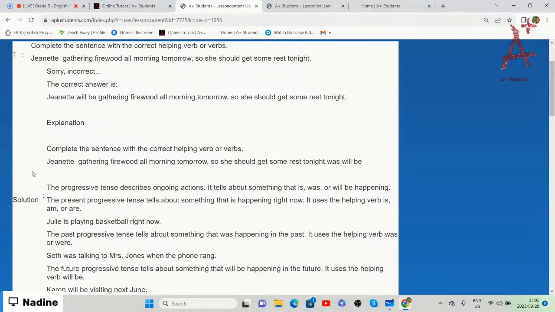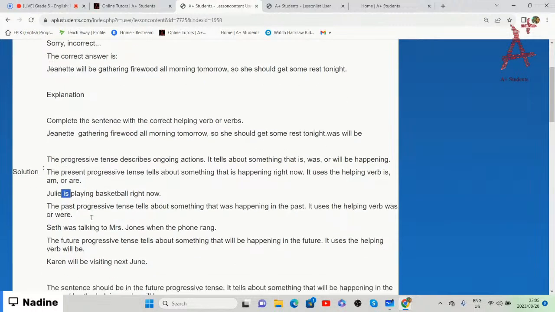The progressive tense tells us about something that is happening right now, right? If something is happening right now, then it uses the helping verb am or are, which means that something is happening now, in the present tense. Julie is playing basketball right now. The word is gives us the indication that she is playing basketball right now. It is something that is happening now, in the present tense.